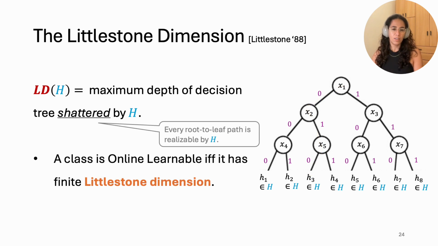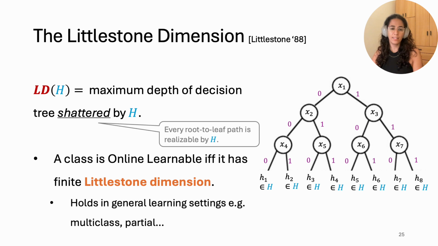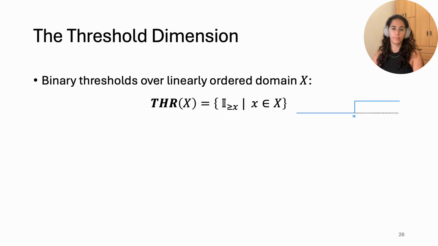And the class is online learnable if and only if it has finite Littlestone dimension. So in a sense, the Littlestone dimension captures online learnability. And in fact, this continues to hold in more general learning settings, for example, in multiclass and partial concept classes, etc.